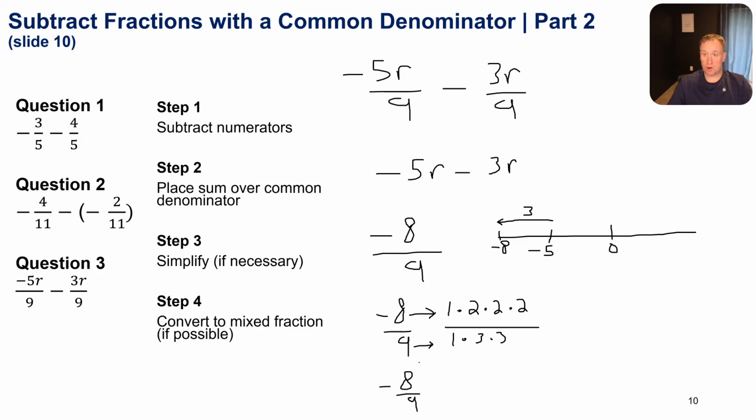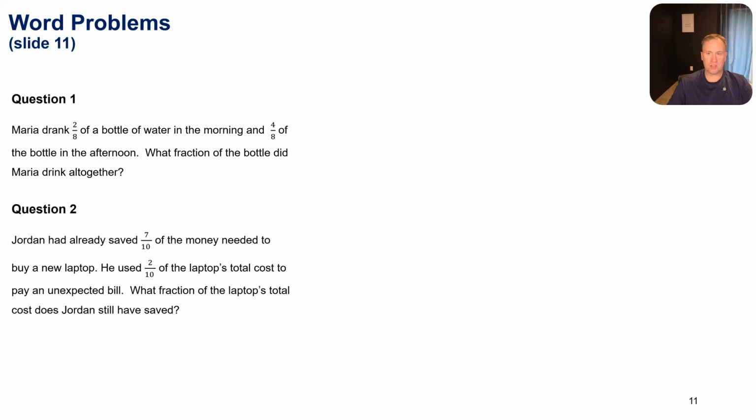So that's as far as you're going to go on the simplified part. You can then ask, can I convert it? And you can't, right? So negative 8 over 9 is a proper fraction. The top number is smaller than the bottom number. So that is as far as we can go. The last 2 questions I have for us are some word problems that deal with the concepts we have been taking a look at.